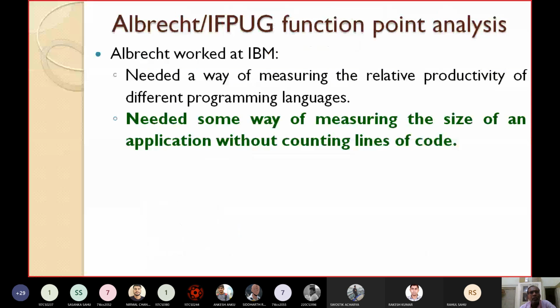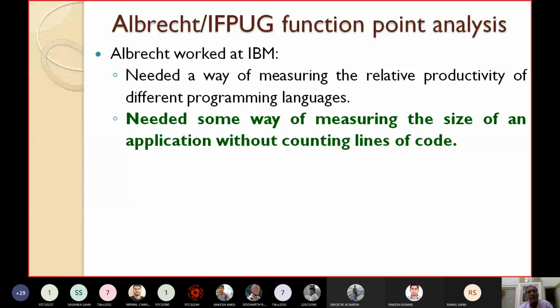Now, as I have already told you, today we will discuss only the first function point, that is Albrecht IFPUG function point analysis. Albrecht worked at IBM. While he was working, he needed a way of measuring the relative productivity of different programming languages. There were so many programming languages at that time, like Fortran, Pascal, C, C++, Java, etc.